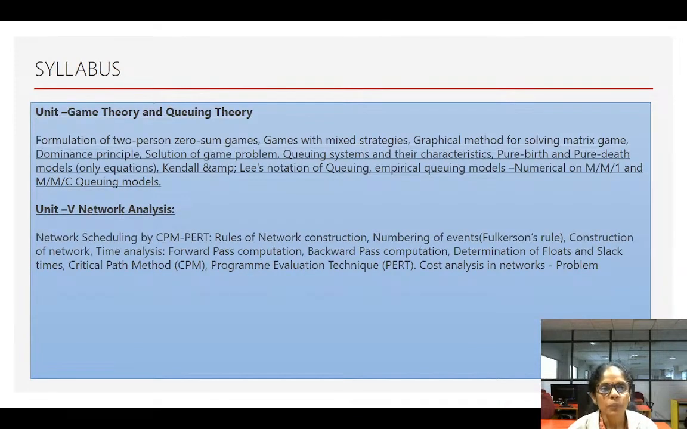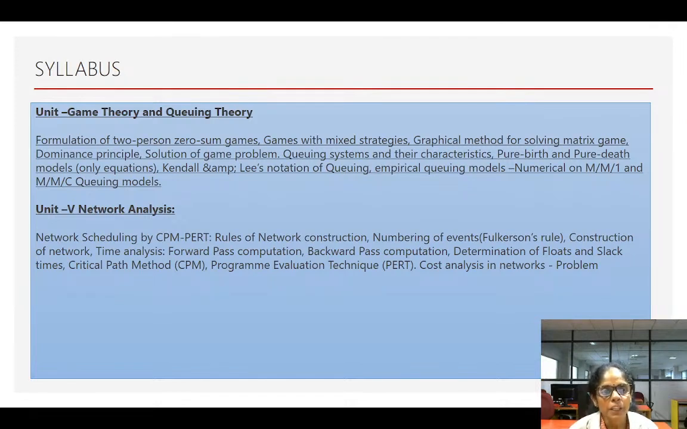Now next, unit 4, the fourth unit, is game theory and queuing theory. Game theory is totally business based, and it shows how businessmen use different strategies to be successful in their business.